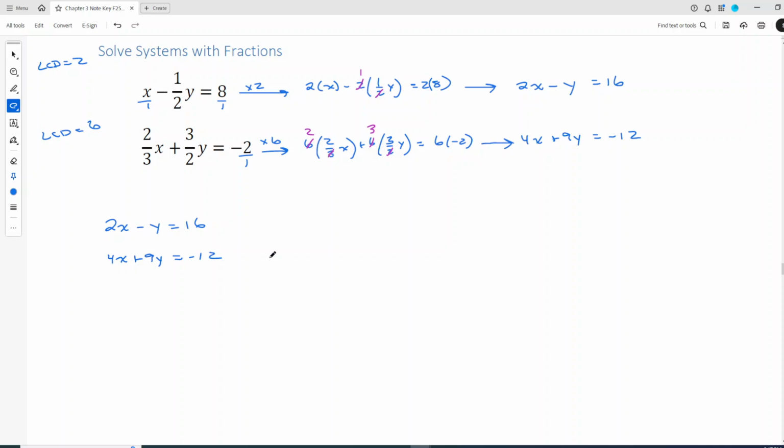Now, it's up to you. Do you want to solve this by elimination? Maybe I want to make the coefficient on x 4. So I'm going to multiply this equation by something like negative 2, because then I'd have negative 4x and positive 4x. Maybe I want to take this top equation and multiply by 9. Because if I multiply by 9, I would end up with a negative 9y and a positive 9y. If you pick the ones that already have opposite coefficients, you just have to multiply by something, not a negative.